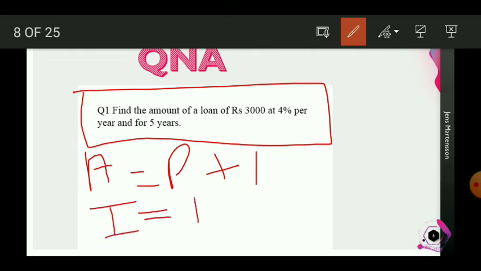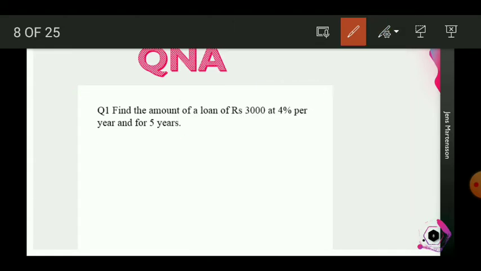And interest equals PTR or PRT upon 100. I have written a hint for you. Now you need to comment down the answers. Okay, so till then, let's solve.